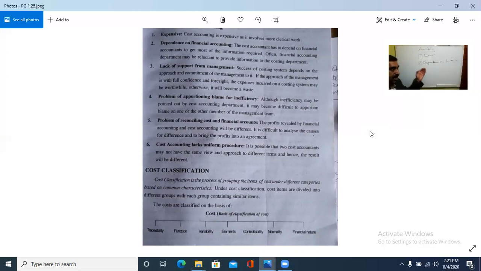So who is the main party? The finance department. They need to give more information. If they are not giving it, proper functioning will be very difficult. So that is what is meant by dependence on financial accounting. Cost accounting functions depend on them, so it cannot function smoothly. Third is what? Lack of support from the management.